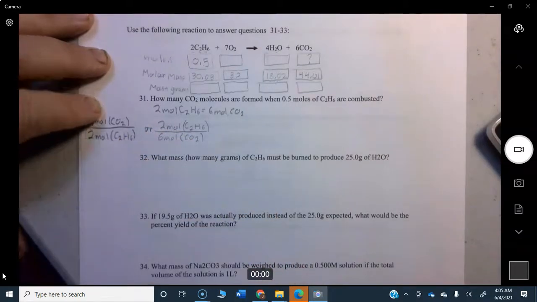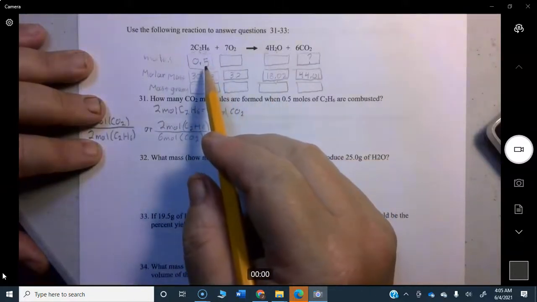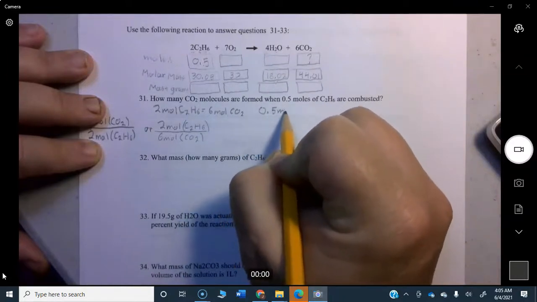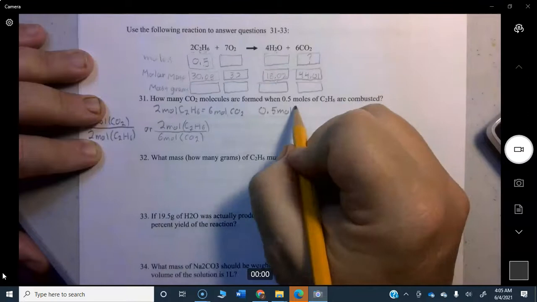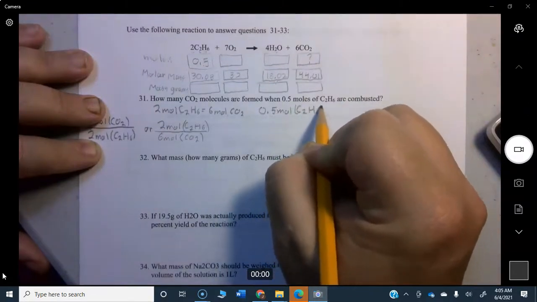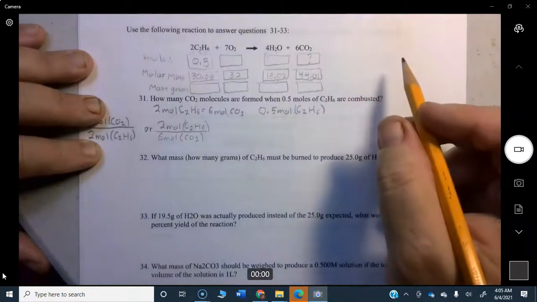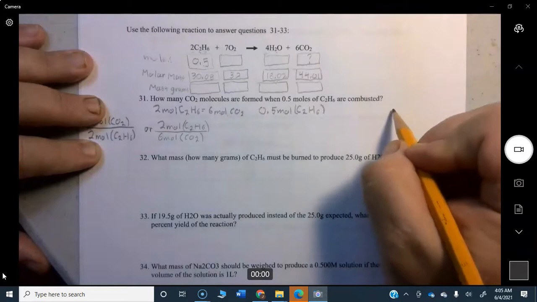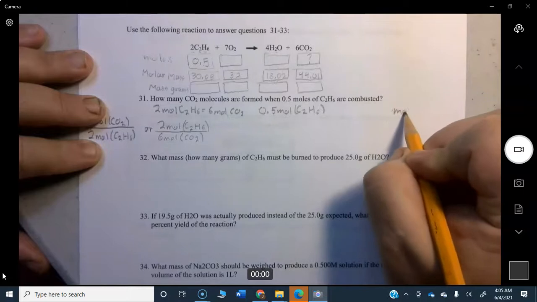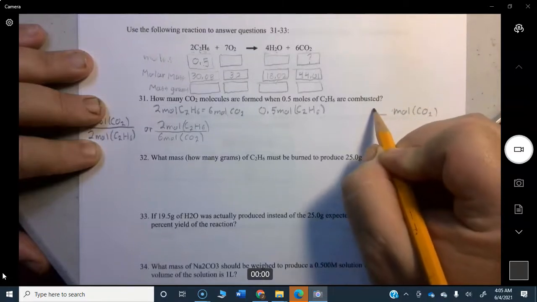Okay, so those are both true. So what are we starting with? We're starting with 0.5 moles of this. So 0.5. And what I should have written is, what are we trying to get to? We're trying to get to moles of CO2. Moles of CO2. So that's what we're trying to find.